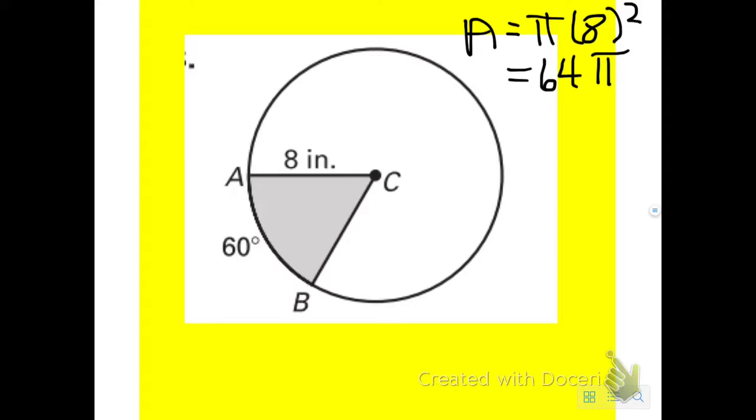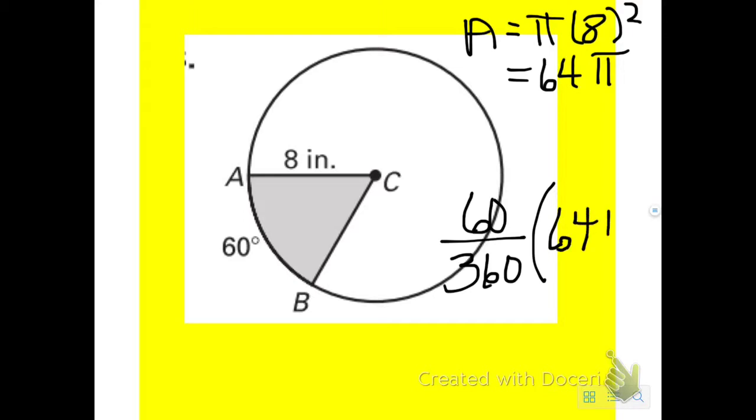The sector is just part of the circle, and the part of the circle that we're looking at is 60 degrees out of a total of 360 degrees. Remember, fractions represent parts. So I want to know that 60 degrees out of 360, and I know the area of that entire circle is 64 pi. So in order to get the area of the sector, I'm going to multiply. I'm going to hit the fraction button, 60 over 360, and I'm going to multiply that times 64 pi. So 64 shift pi. And that tells me my exact answer is 32 over 3 pi.